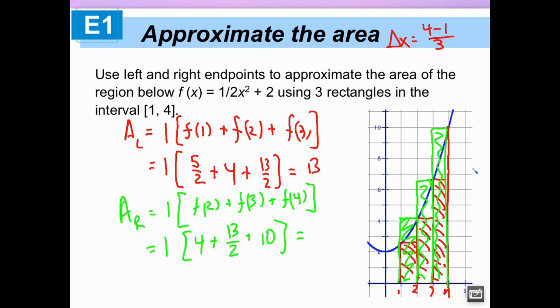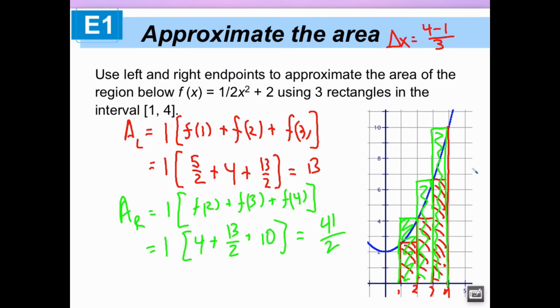Yes? You sure? You were the 3 halves guy before, so I don't know if I can trust you. And again, that would be an overestimate because notice we have area of the rectangles that are outside, or I should say above the curve that we started with.